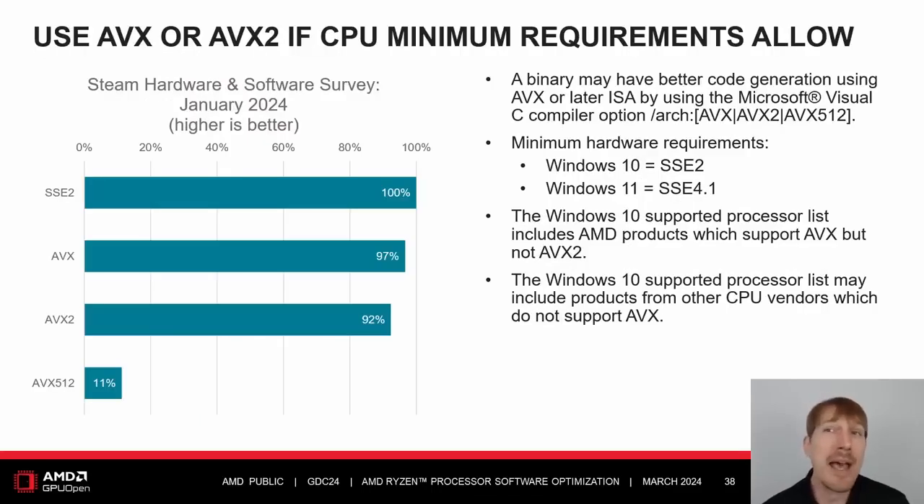A binary may have better code generation using AVX or later ISA by using the Microsoft Visual C compiler option /arch:AVX, AVX2, or AVX512. The minimum hardware requirements for Windows 10 include SSE2. For Windows 11, it's only SSE4.1. The Windows 10 supported processor list includes AMD products which support AVX but not AVX2. The Windows 10 supported processor list may include products from other CPU vendors which do not support AVX.